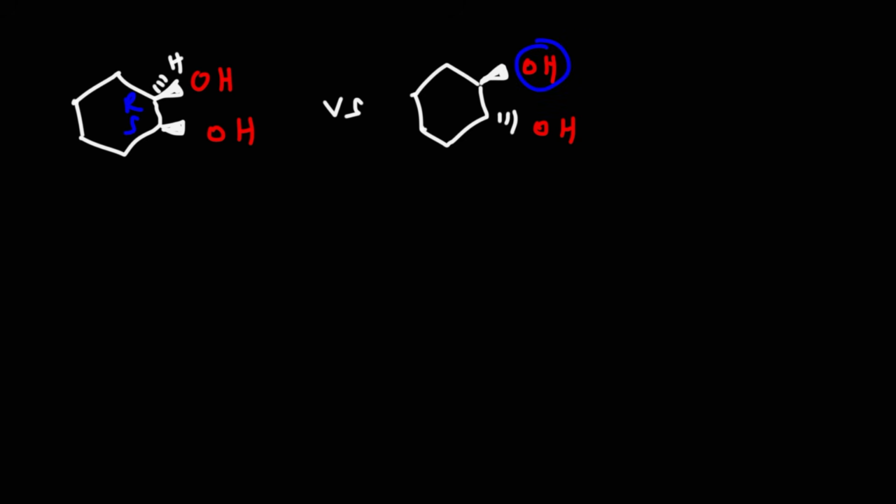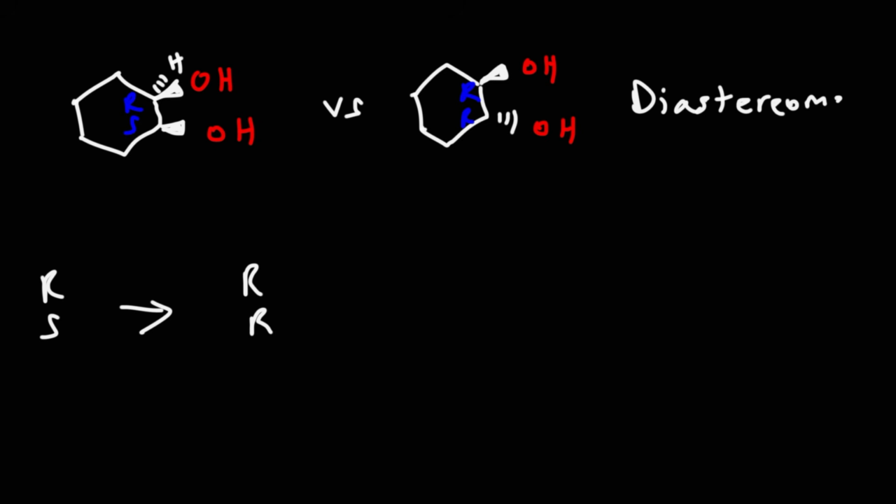Now here the configurations stay the same. So this is going to be R. Here the hydroxyl group is in the back instead of being in the front. So this is going to change from S to R. So notice that only one chiral center changed. Whenever you have two compounds where some of the chiral centers change but not all of them, what you have is diastereomers.